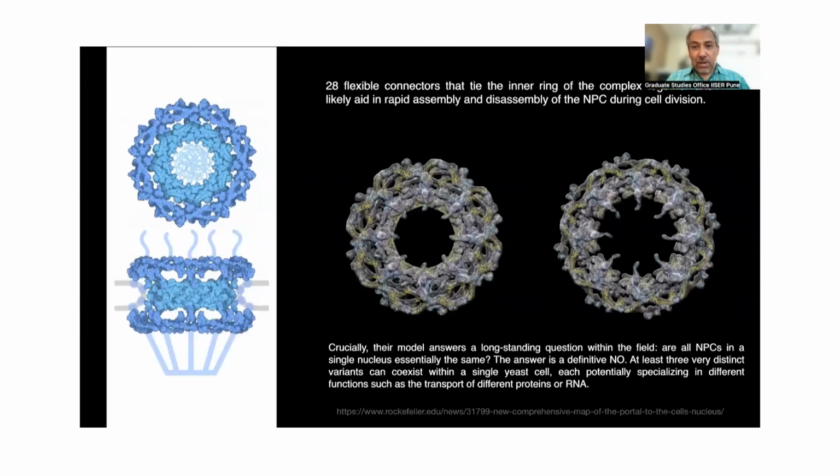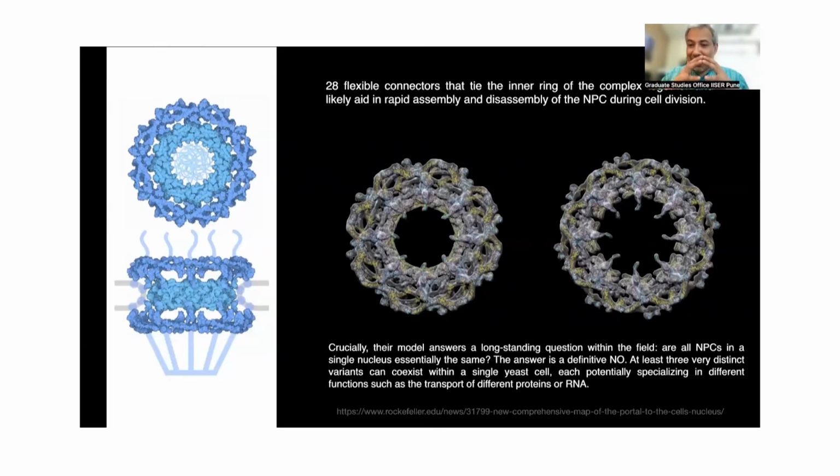Actual X-ray crystallography structures of the nuclear pore complex have been made, and these really show us what that architecture looks like. About 28 flexible connectors tie the inner ring of the complex together and likely aid in the rapid assembly and disassembly of the nuclear pore complex during cell division.